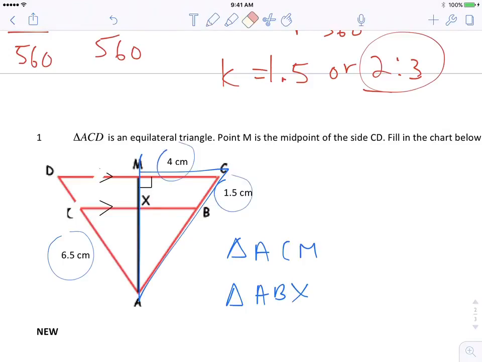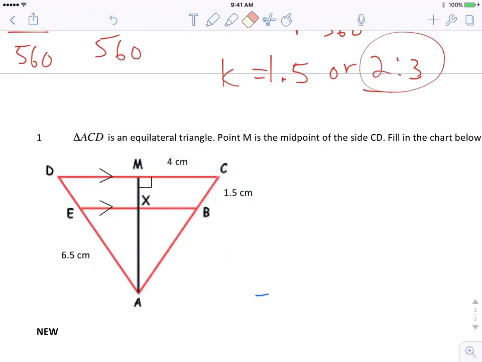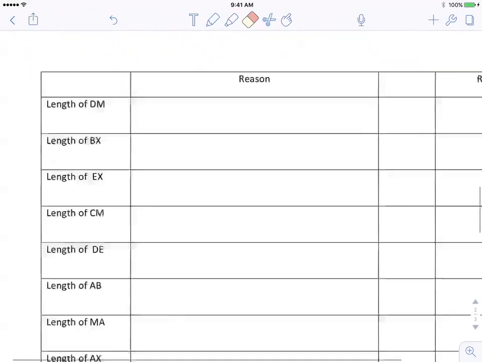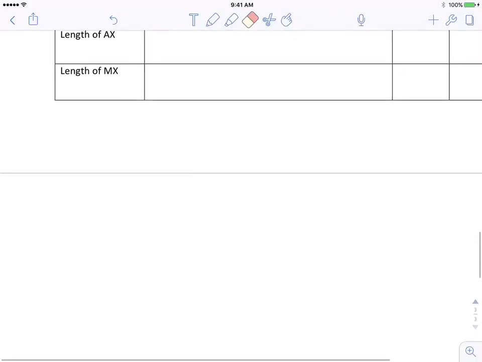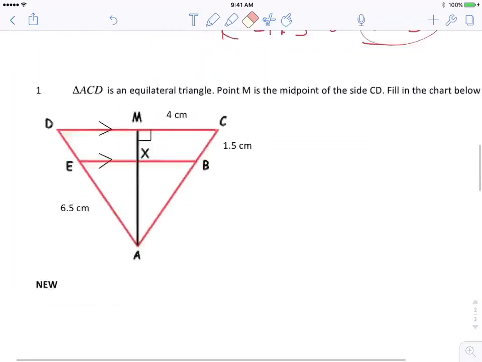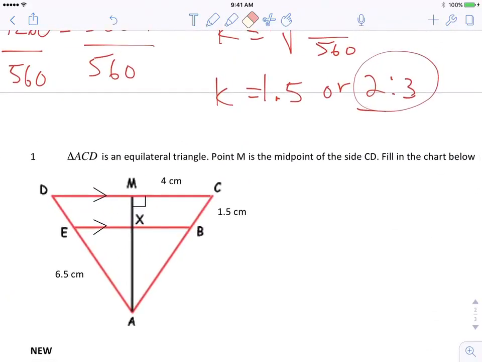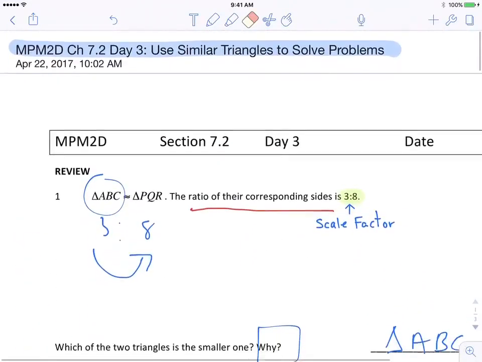And that's something we will definitely review in class, but I'd like you to try that on your own and see who can in fact figure out which triangles are similar, prove their similarity, and then of course go ahead and fill in the chart. I will talk to you in class. Hope that helps.